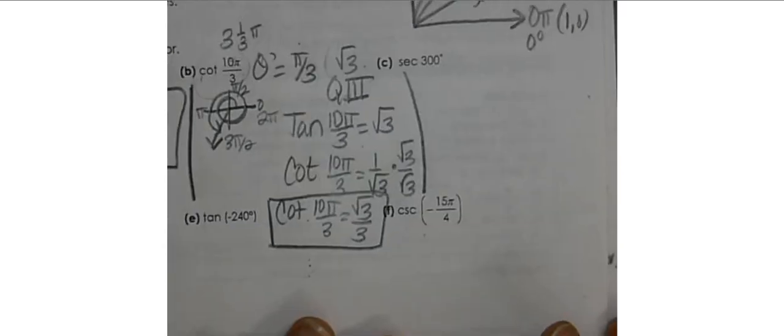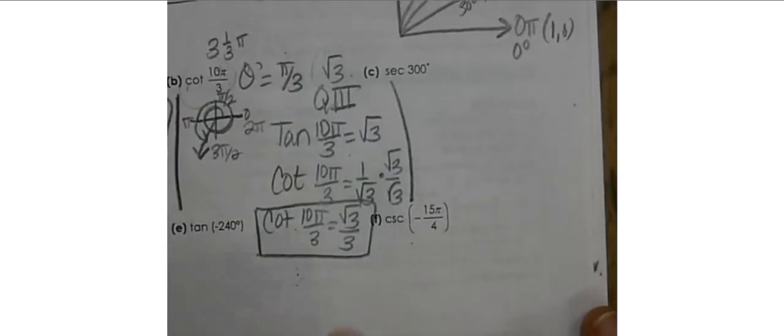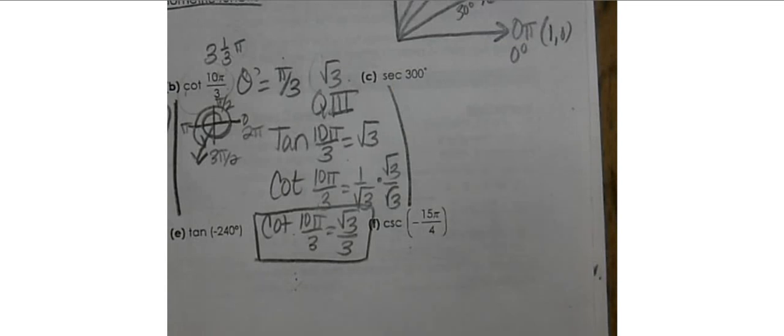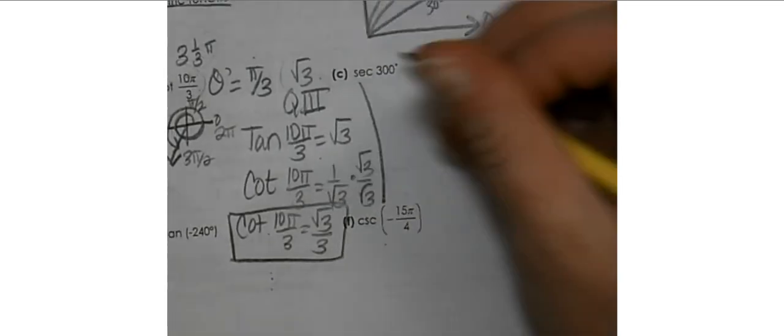Let's go ahead and look at letter C. For letter C, we have to find the secant of 300 degrees. So the secant of 300 degrees, well, I have to figure out what type of angle it is.